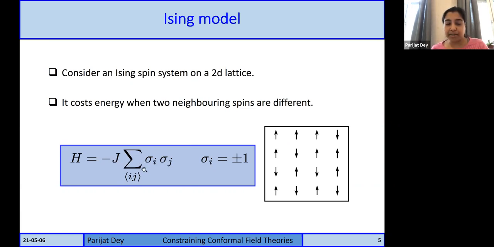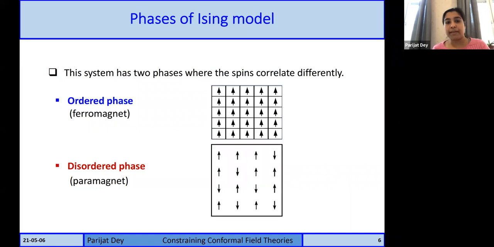J is a coupling. And here the sum over angular bracket ij implies that we are summing over nearest neighboring spins. So this is only with the nearest neighboring interaction. Now from this, we can see that it costs energy when two neighboring spins are different. So what are the phases of this model? So this system has two phases where the spins correlate differently.